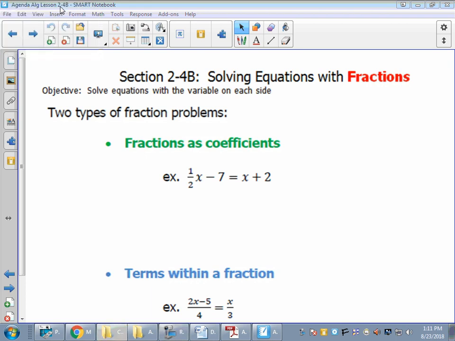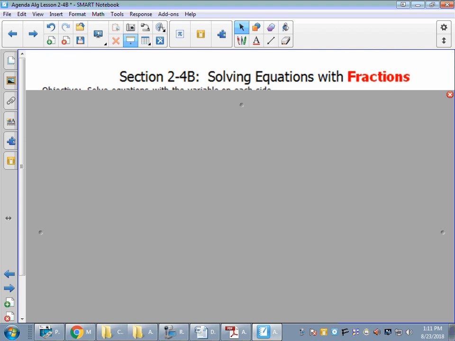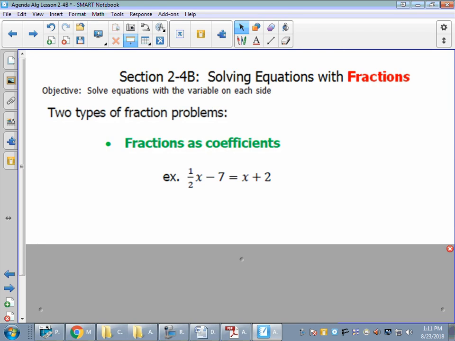So we've got a couple different types of fractions that we're going to deal with. And then we also have 3 different ways in which we can solve them. Okay, so the first way here is we have fractions as coefficients.